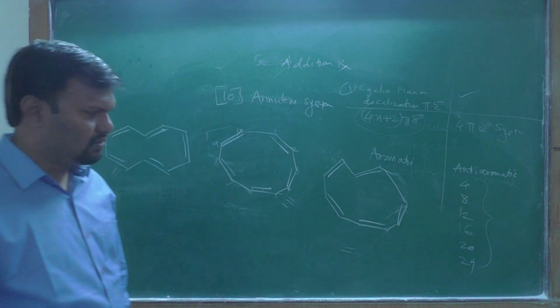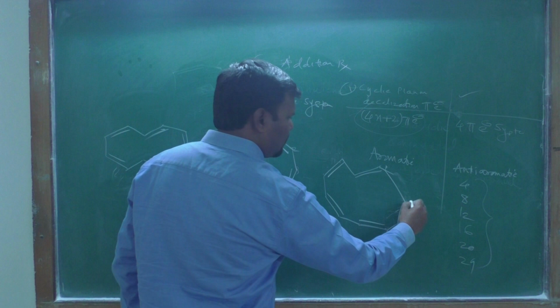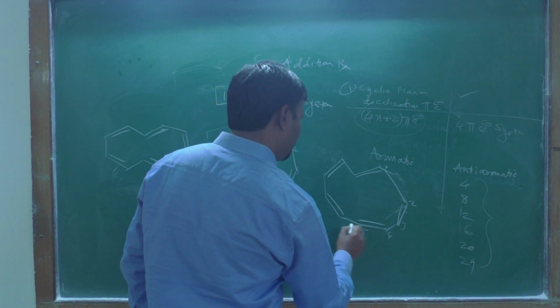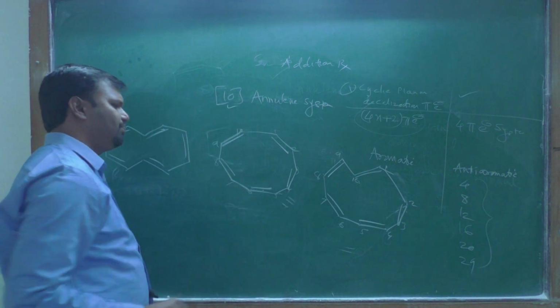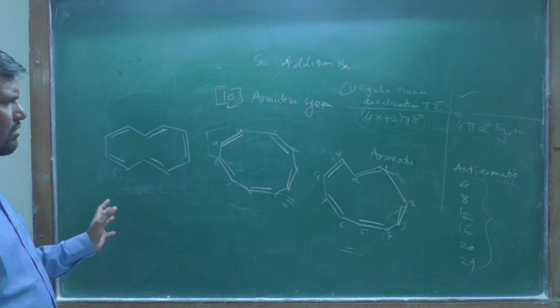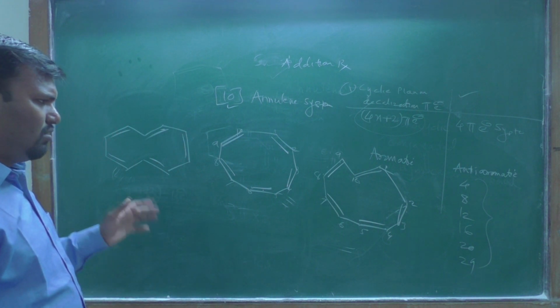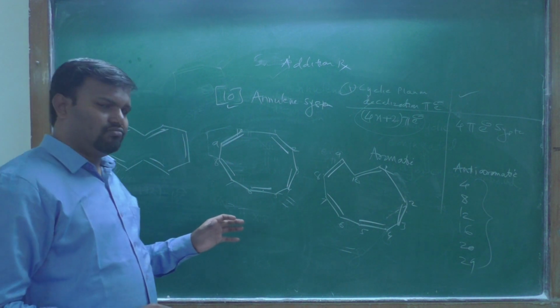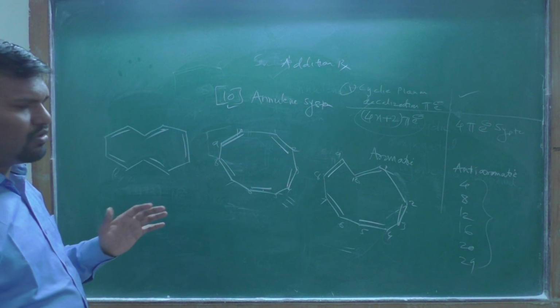So like that, three possibilities there. Electrons 1 2 3 4 5 6 7 8 9 and 10. Okay, 10 means the 10 annulene. When you compare the possible structures for 10 annulene, we have observed that the compound is not aromatic.